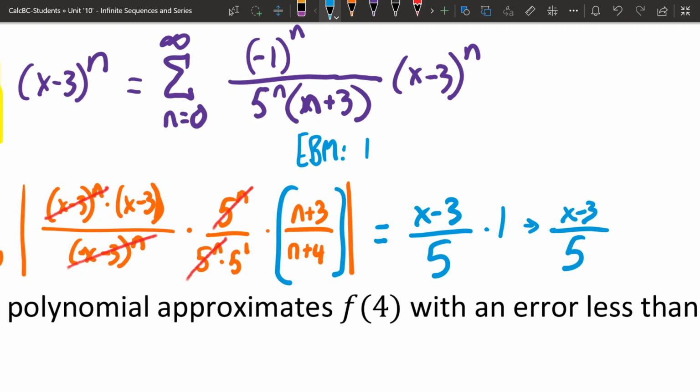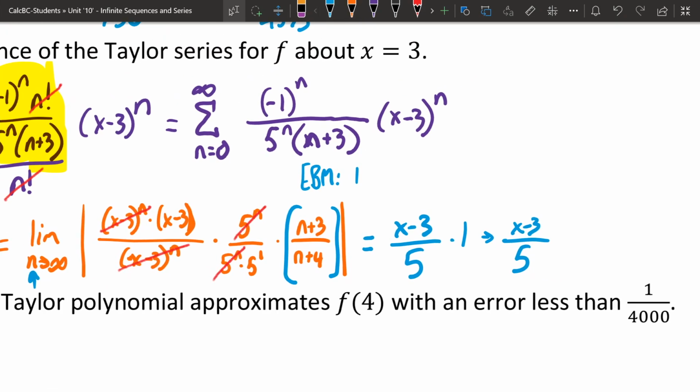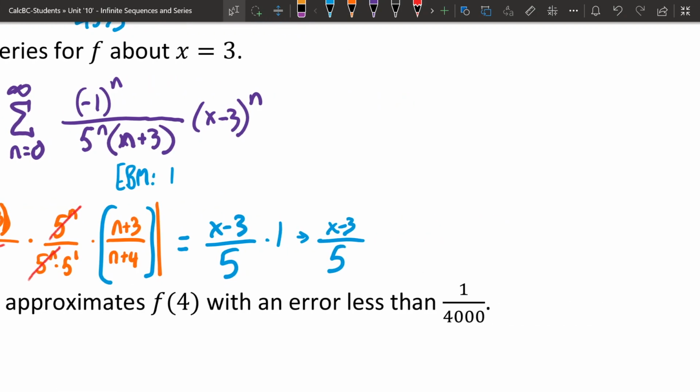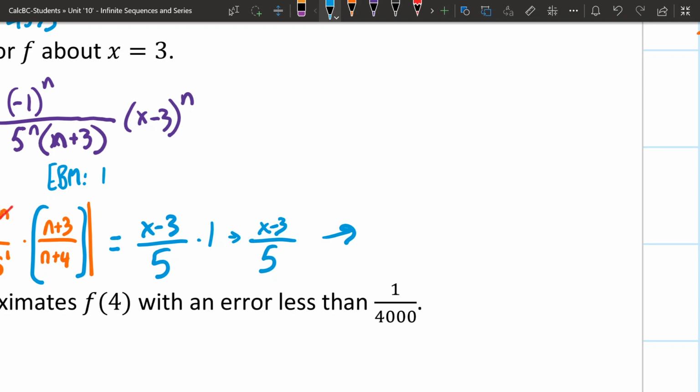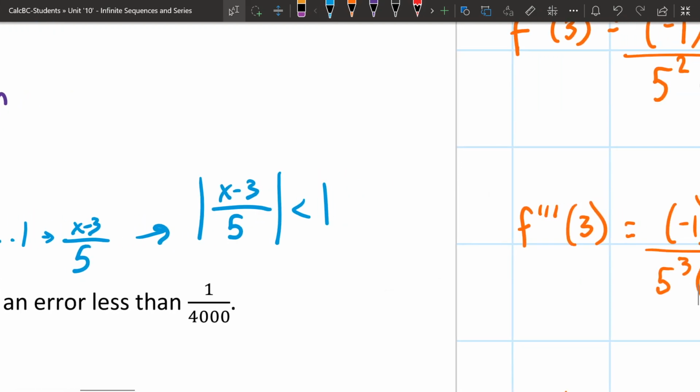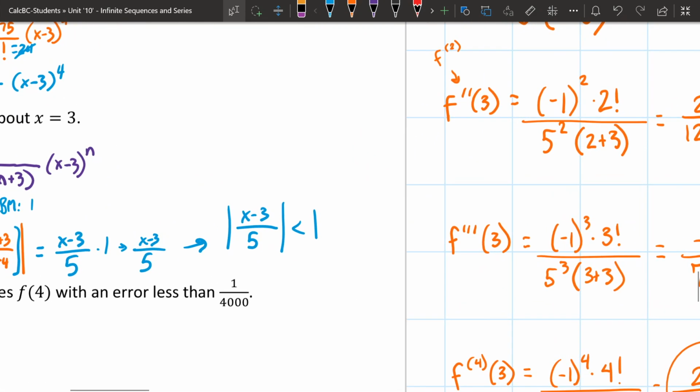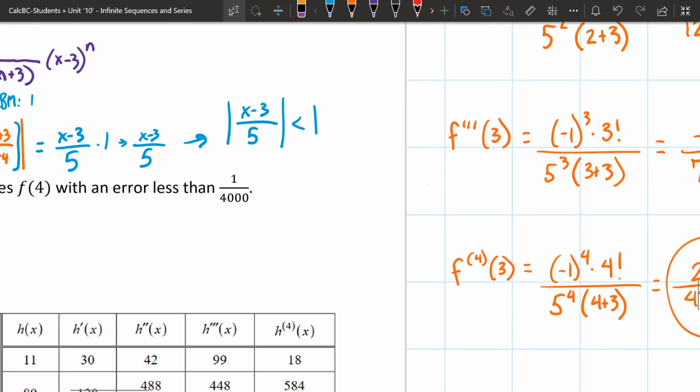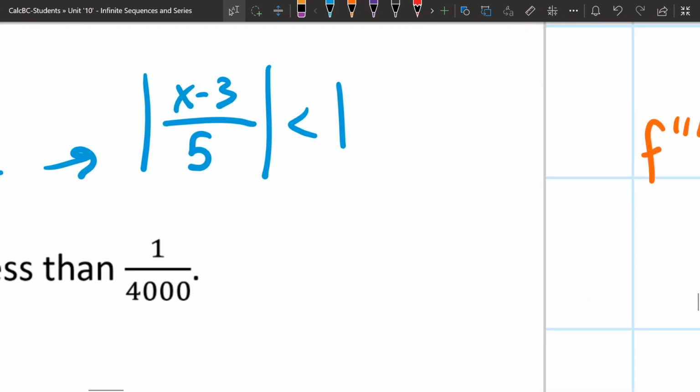So remember, for our radius of convergence, we want that ratio between terms to be less than 1. Let's take that, and either way, plus or minus, let's take the absolute value. We want that to be less than 1. So let's solve that inequality. Do we have space left? We're going to go down. We're going to write kind of small.